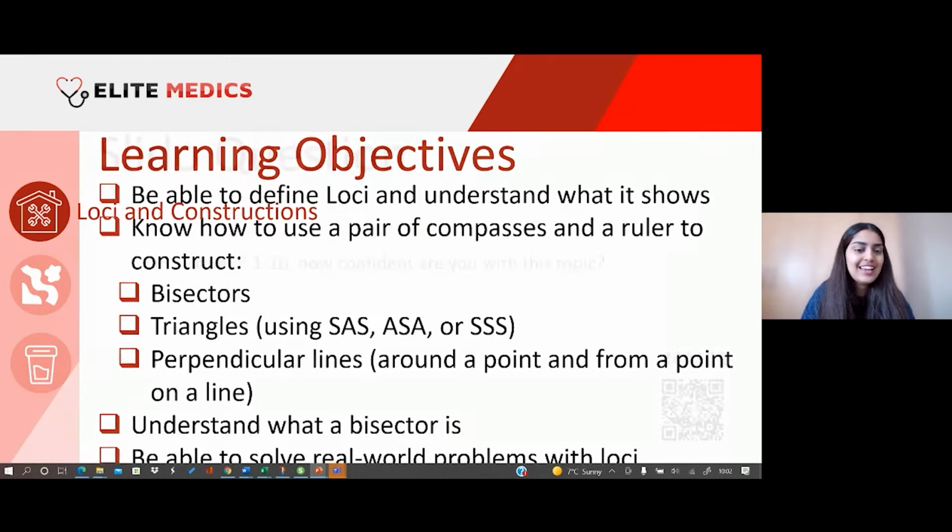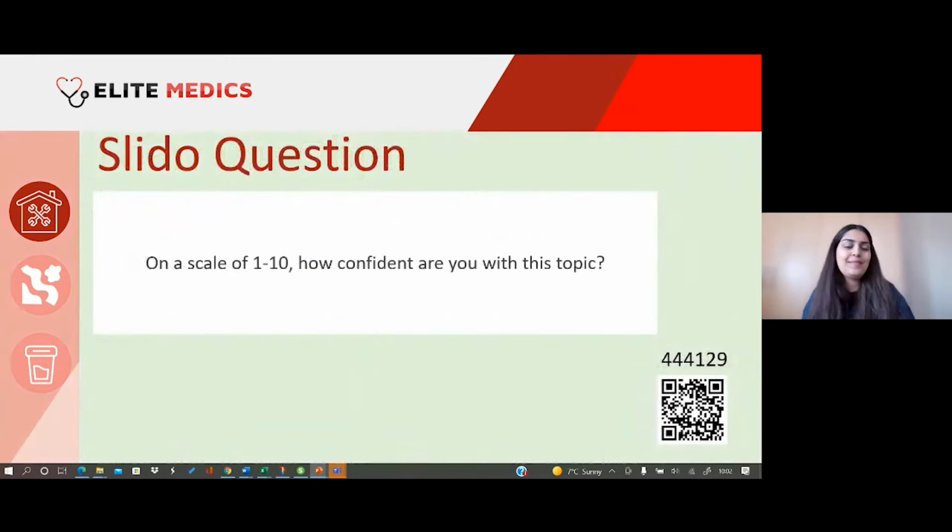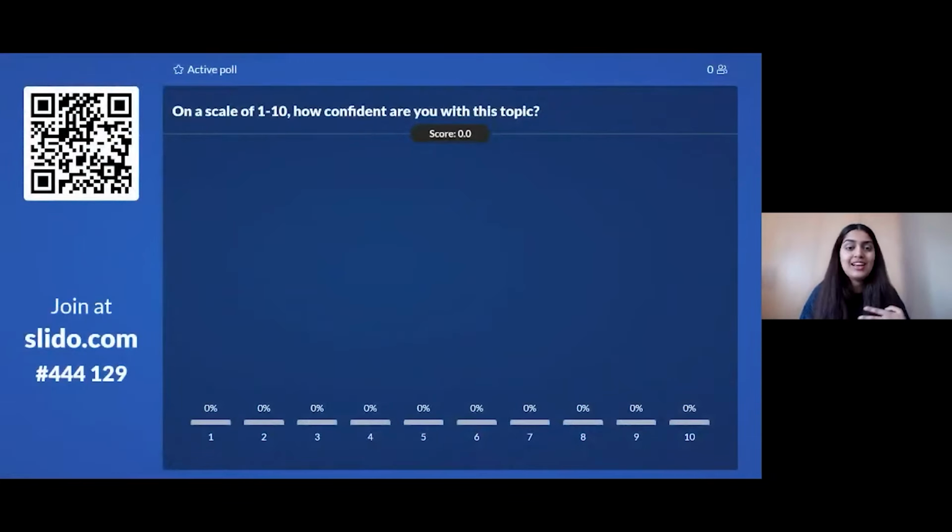Very exciting. But before we get started, I need to know how you feel about this topic. That helps me decide whether I need to go fast or slow, or maybe focus on exam questions a bit more if everyone's really confident. So please head over to slido.com and respond to the poll and let me know how confident you feel with the topic of loci and constructions.